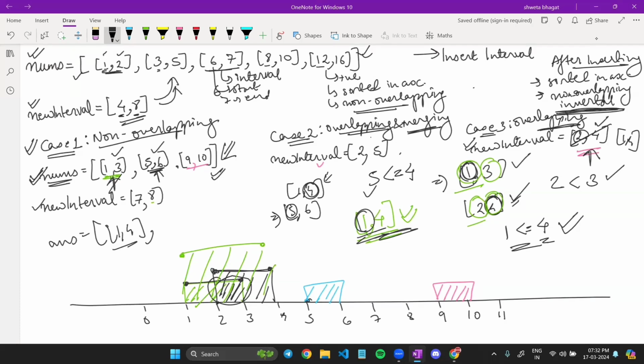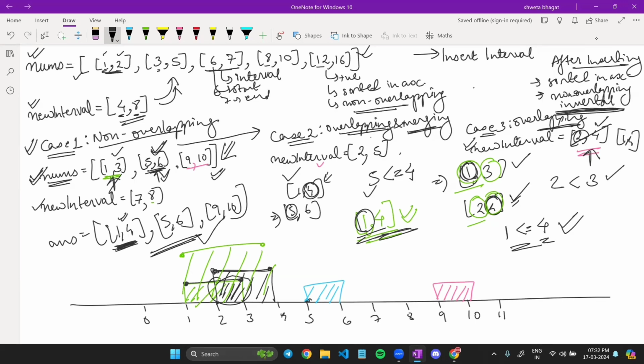So we can see that this 4 is not greater than or equal to 5, right? So what does it mean? It means that the new interval and this existing interval don't have anything in common. So what we'll do? We will simply insert the new interval in the answer and we will insert this 5, 6. And since this new interval doesn't have anything in common with this interval, it is pretty obvious that it won't have anything in common with all the next intervals, right? So we will simply add 9, 10 as well. So this would be our answer.